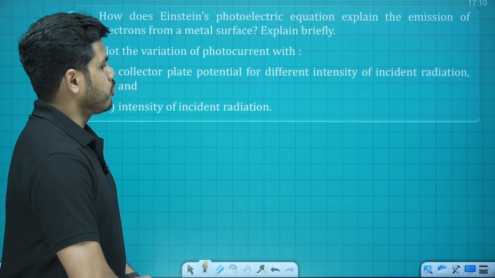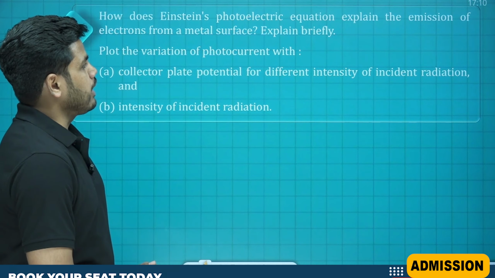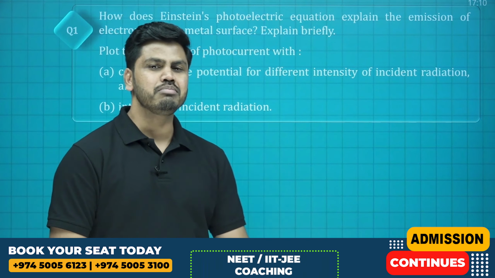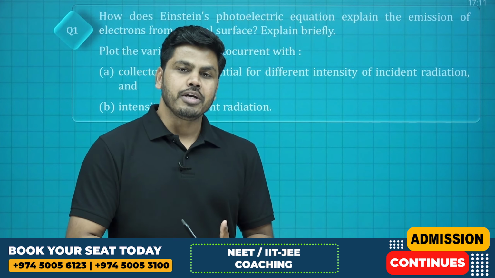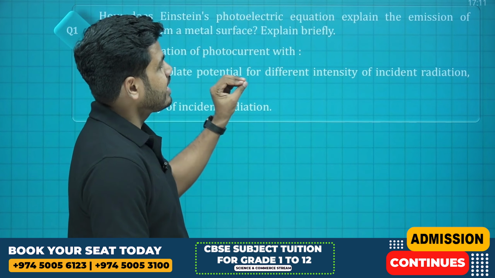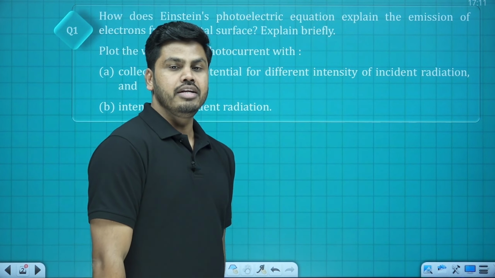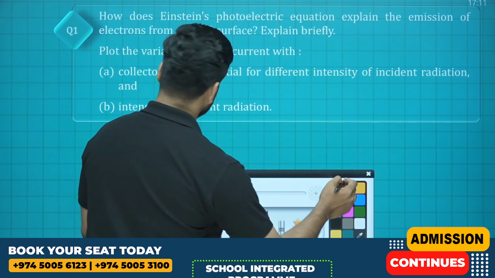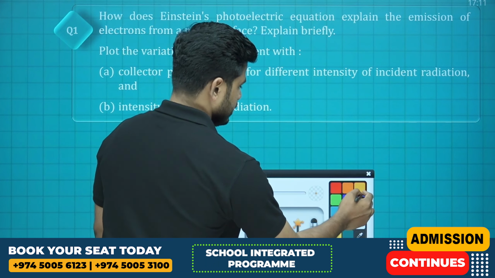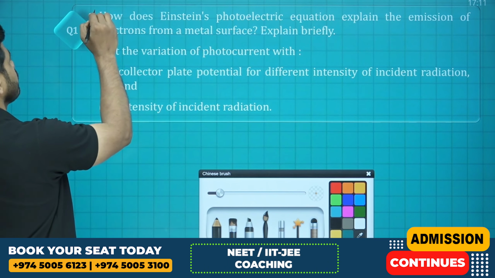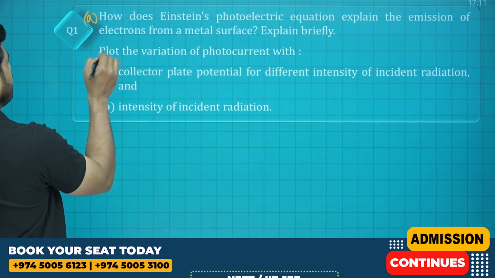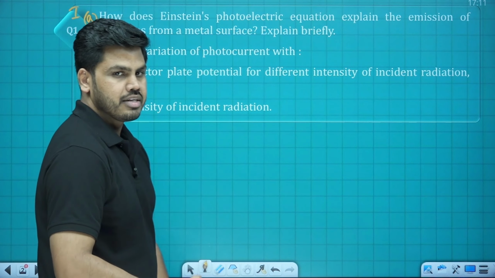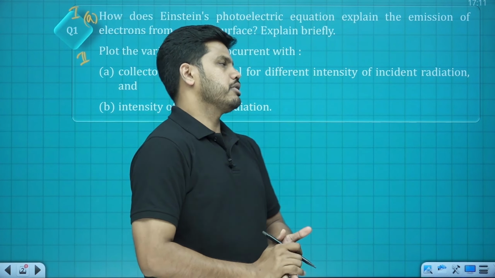How does Einstein's photoelectric equation explain the emission of electrons from a metal surface? Explain briefly. We have to explain the photoelectric emission based on Einstein's photoelectric equation. That was the first part of the question. This is the second part of the question, which is a graph. We'll come to that after completing the first part of the question.